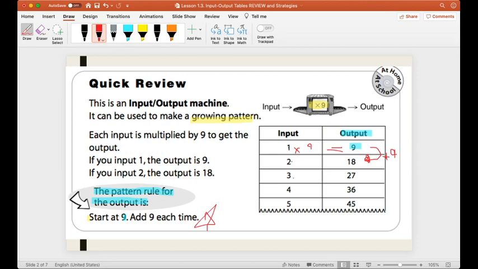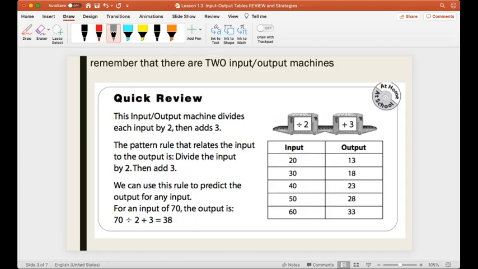And you can have a pattern rule for the input, you can have a pattern rule for the output. You can also have how it relates. So how does the input, which we have here, sorry, the input relate to the output? That's kind of important. This one's also important.